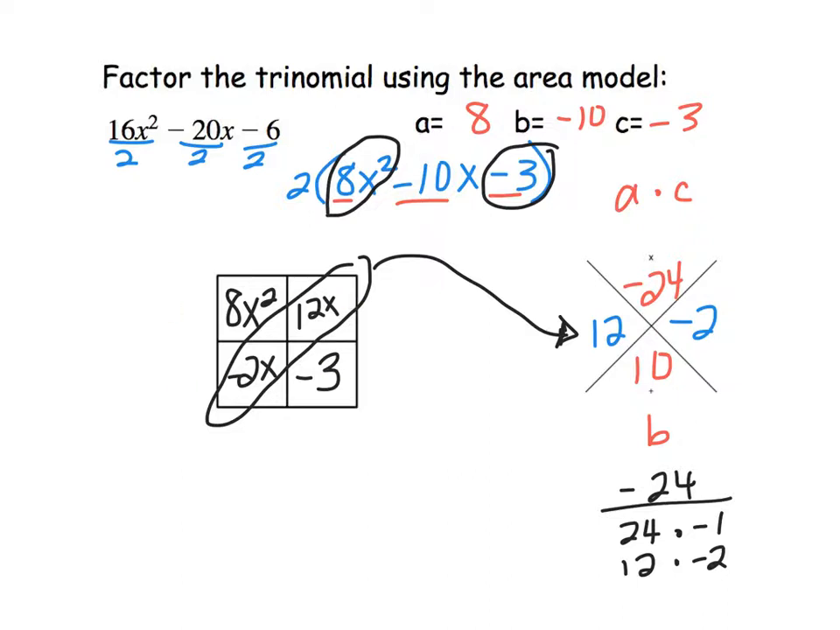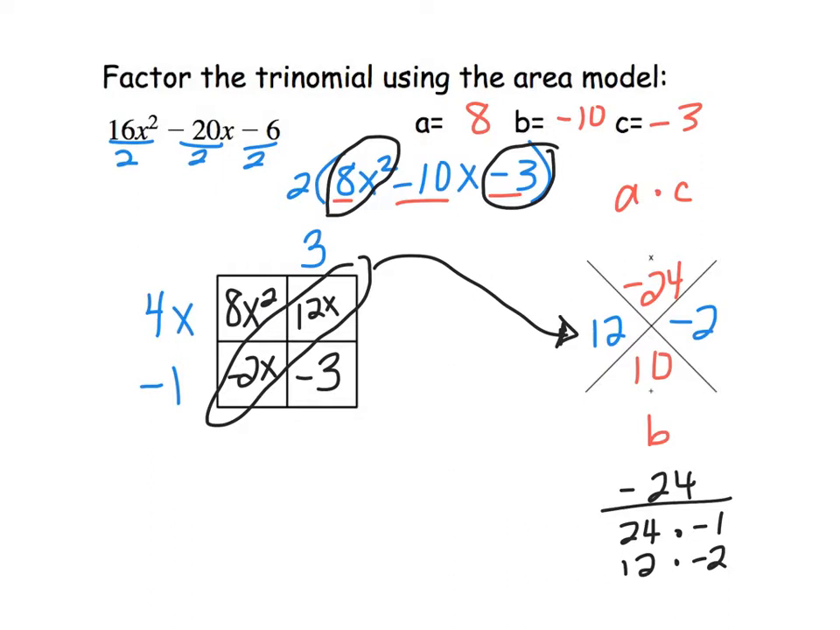So starting on my top row, I've got 8x squared and 12x. So 8 does not go into 12, so I can't divide that out, but I can take out a 4 and an x. And on my bottom row, negative 2 and negative 3, I've got a leading negative, so I know I'm taking out a negative, but there's nothing else in common, so I'm just going to take out a negative 1. And then my right column, my leading is positive. I've got a 12 and a negative 3, so 3 does go into 12, so I'll be taking out a positive 3.